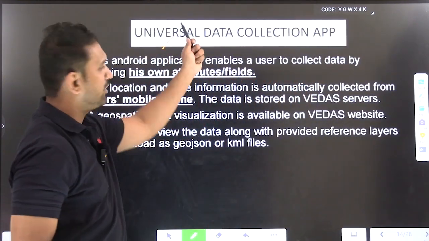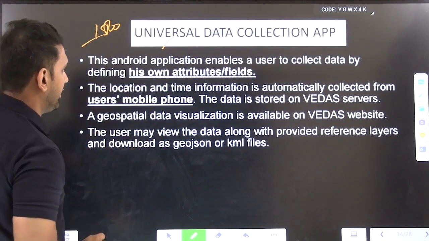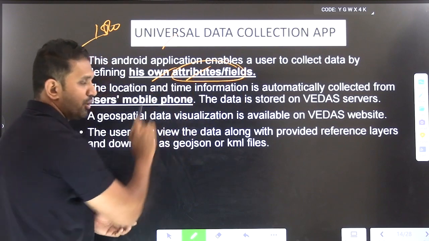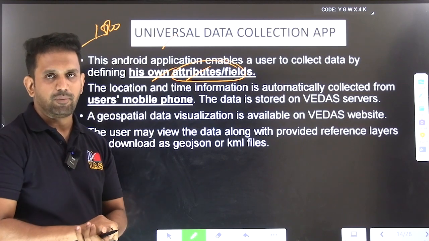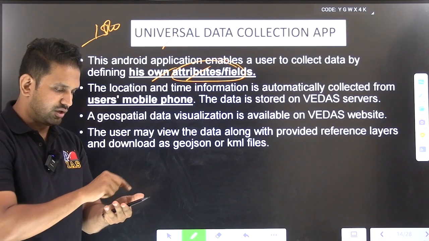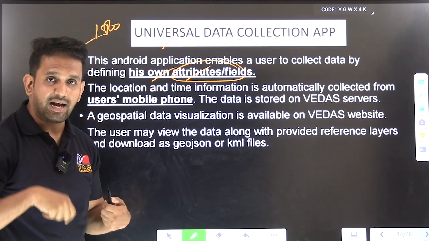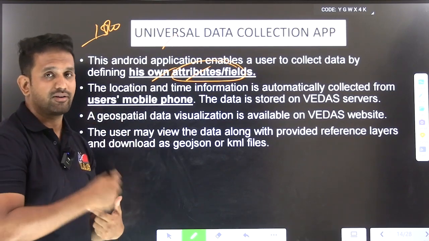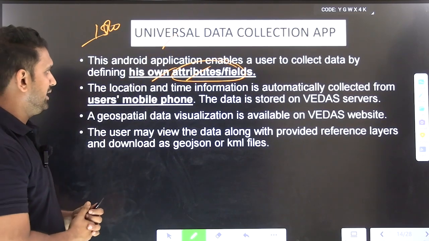Okay, in the same way, the government's ISRO has launched another app called the Universal Data Collection app. You can download it on Android, obviously. It generally gives us information with regard to your own attributes and fields. Suppose I am in Hyderabad and I have downloaded this app, and I just put in the area from Hyderabad to like 10 kilometers north, 10 kilometers south, what is the temperature, etc. According to my adjusted field, according to my attributes, it will give me the data, what is happening there, whether it is cloudy or sunny, or more humid. All that particular information I can gather with the help of the Universal Data Collection app.